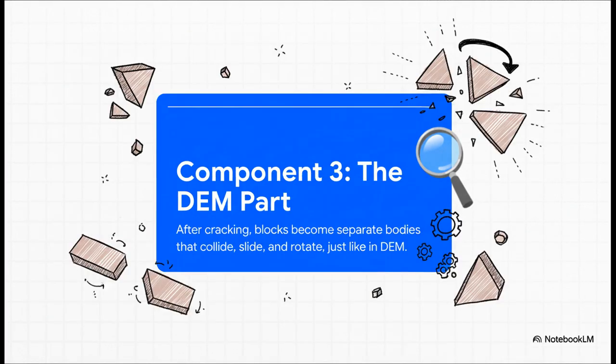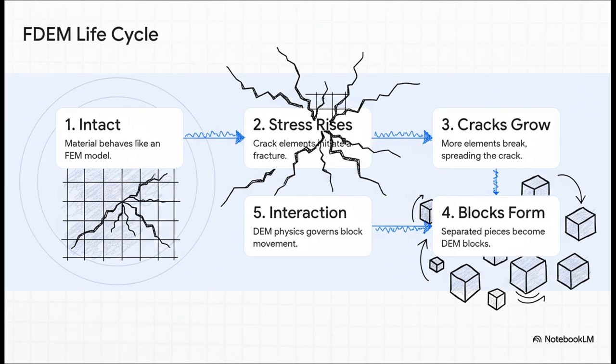And that brings us to component number 3, the discrete element part. So what happens when that intelligent glue finally breaks? Well, the triangles that were once connected are now set free. They become their own individual blocks, or discrete elements. And from that exact moment, the simulation completely shifts gears. It starts treating them as separate things that can bounce off each other, slide around, and rotate, just like a standard DEM simulation.